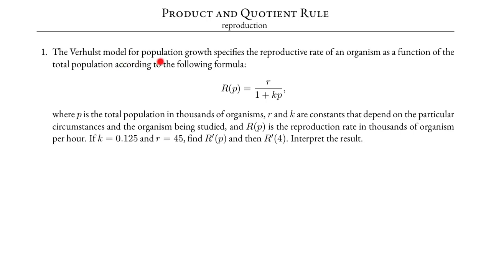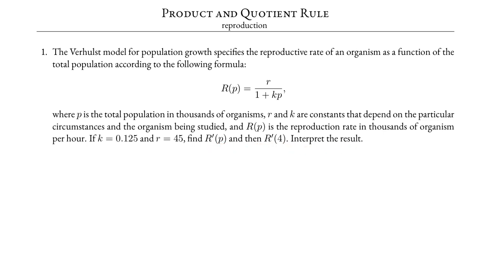The Verhoeven model for population growth specifies the reproductive rate of an organism as a function of the total population according to the following formula. R(P) equals R over 1 plus KP, where P is the total population in thousands of organisms. R and K are constants that depend on the particular circumstances and the organism being studied, and R(P) is the reproduction rate in thousands of organisms per hour. If K equals 0.125 and R equals 45, find R prime of P, then R prime of 4.